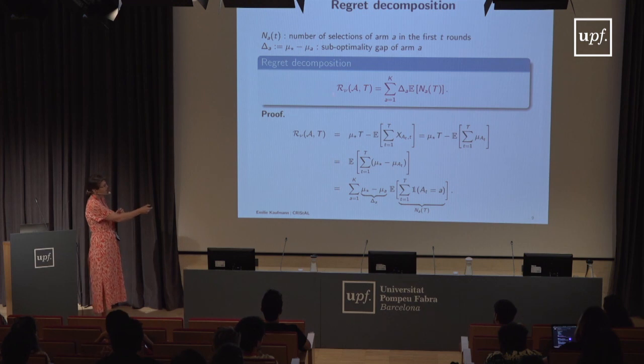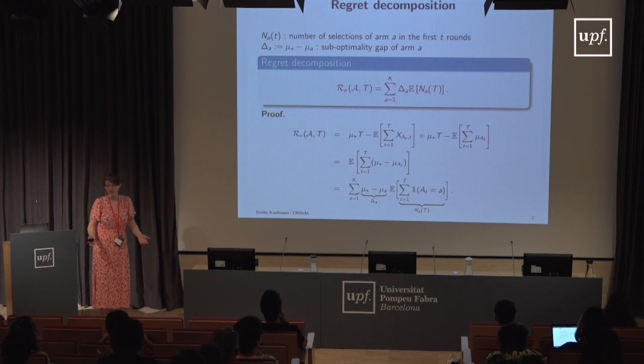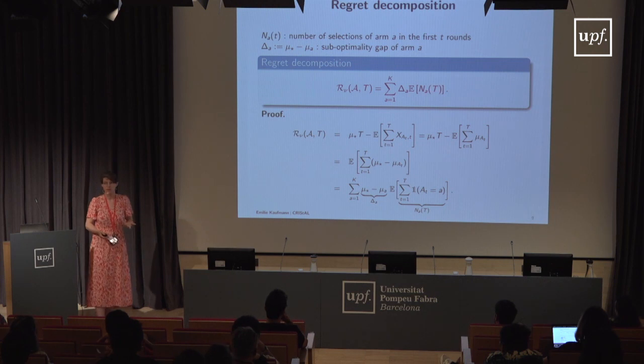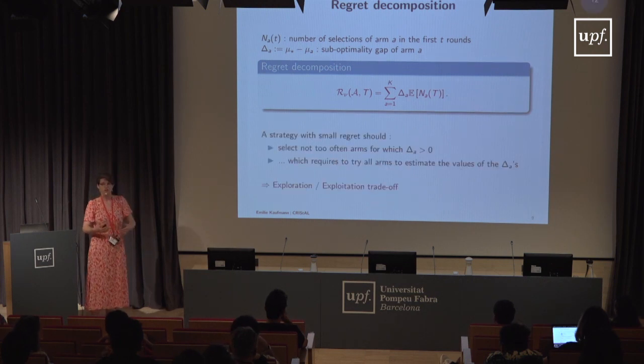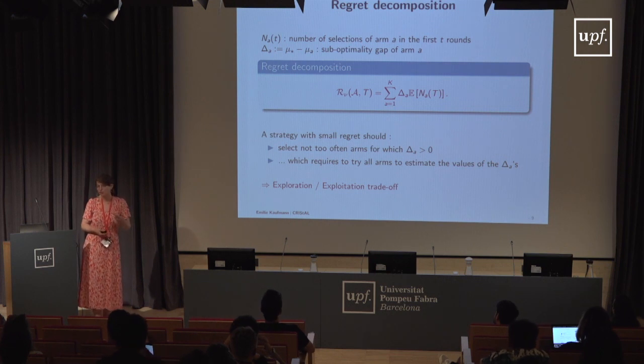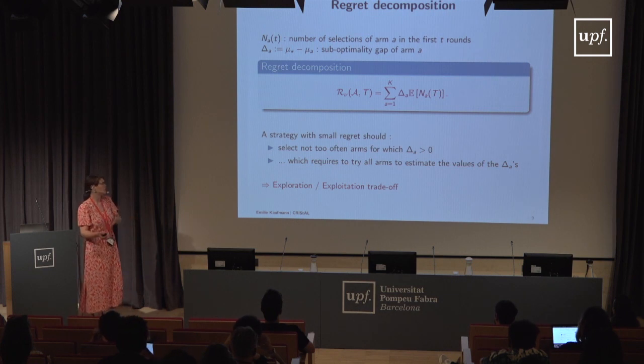The details are not very important, but just remember that to control regret, what we will prove is bounds on how much time the algorithm selected the suboptimal arms. Looking at this formula also gives us an idea of the behavior of a good algorithm. If you want a small regret, you should not select too often arms for which delta A is large. But of course, at the beginning, you don't know the gaps, so you have to estimate them. Estimating them needs extra exploration. So you will need to achieve this well-known exploration-exploitation trade-off.